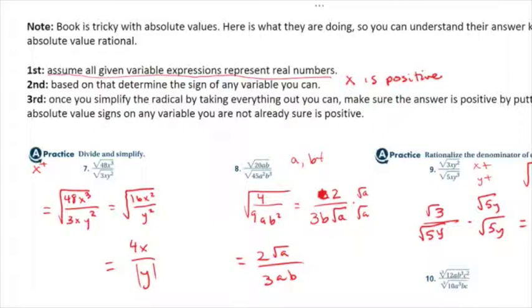I was about ready to call Pearson and complain that they were leaving absolute values off some of the times and not other times, but it all comes down to thinking about, can we tell anything's positive if we know that the situation is a real number? And they did not state this at the top. So if we want our kids to understand the answers that the back of the book is giving, that's something we want to be sure and tell them. You need to assume all given variable expressions represent real numbers. Not positive numbers, but real numbers.